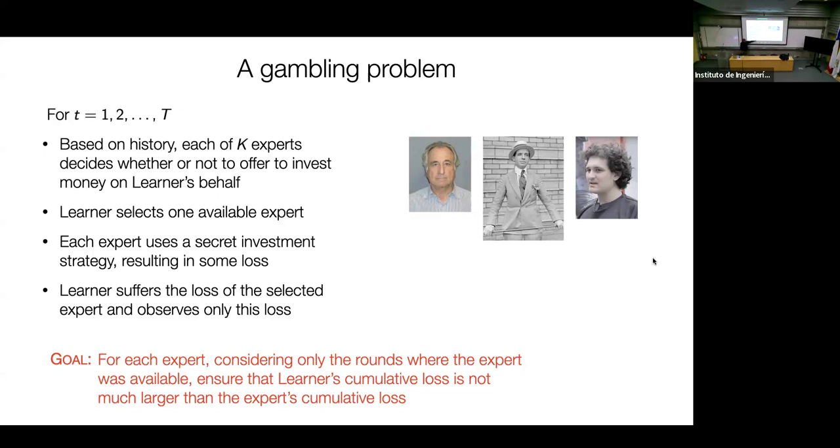So for each expert separately, the learning algorithm can only compare its performance to an expert in those rounds when the expert was available. For other rounds, when the expert was not available, it didn't have any strategy. You can't talk about the loss of the expert. So for each expert separately, the learner would like its cumulative loss over only the rounds when the expert was available to be not much larger than the cumulative loss of that expert. This is something that we call the per action regret.